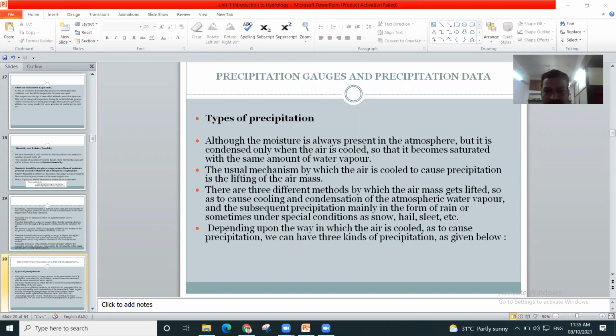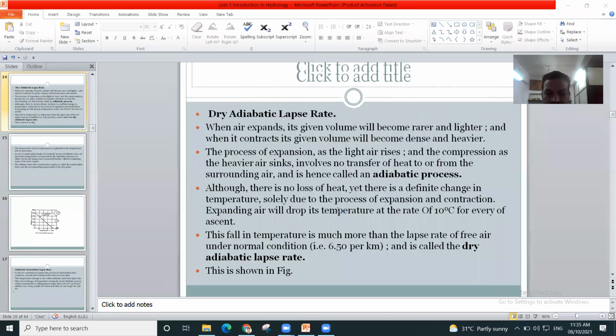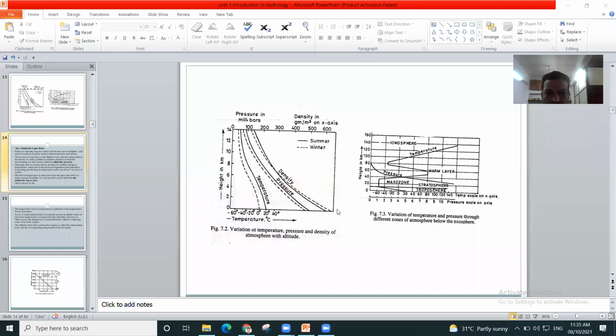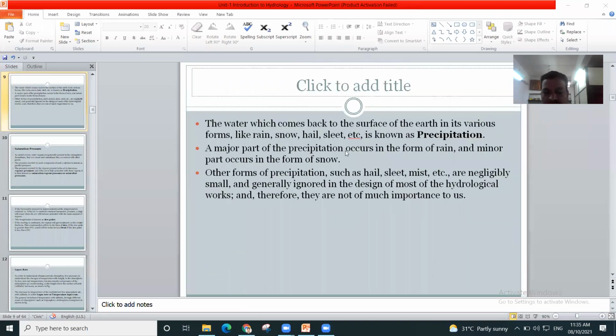Then precipitation gauges and precipitation data. Now we have seen precipitation, a term related to the hydrologic cycle. So what is precipitation? The water which comes back to the earth's surface in its various forms like rainfall, snowfall, hail, sleets, etc., or in the form of dew, frost.